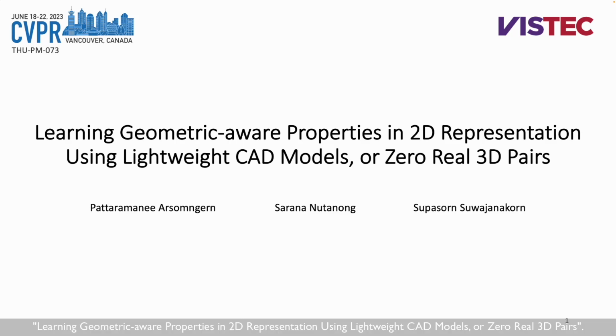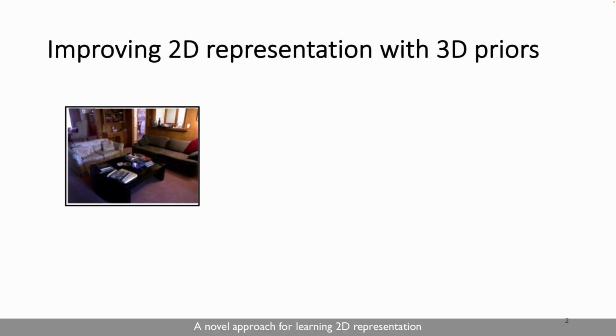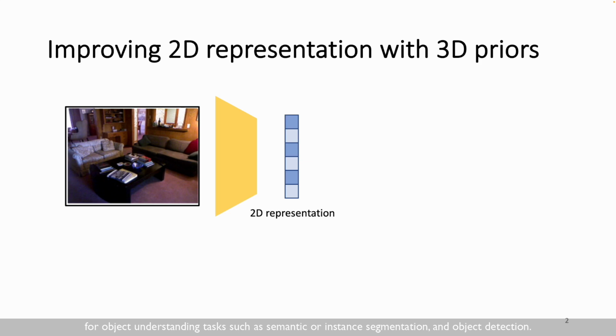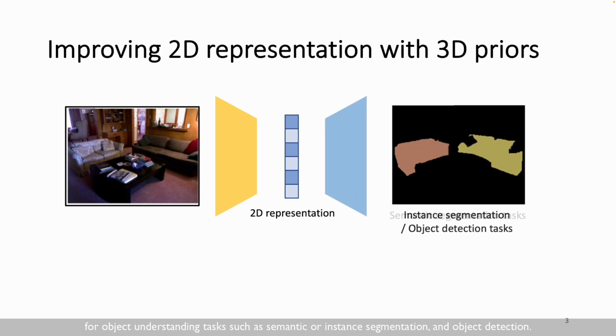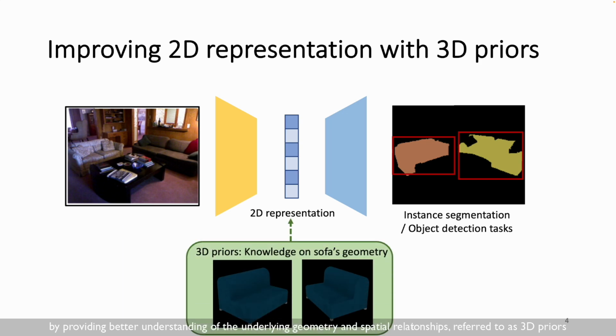We present learning geometric-aware properties in 2D representation using lightweight CAD models or zero-real 3D pairs, a novel approach for learning 2D representation for object understanding tasks, such as semantic or instance segmentation and object detection, by providing better understanding of the underlying geometry and spatial relationships referred to as 3D pairs.